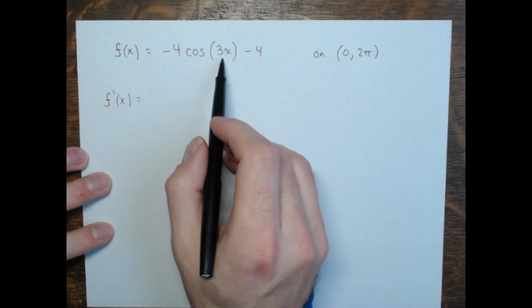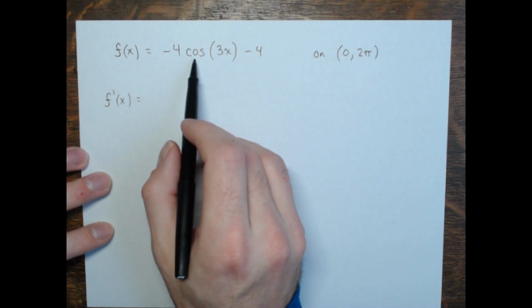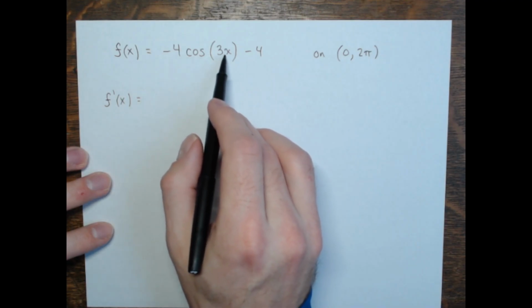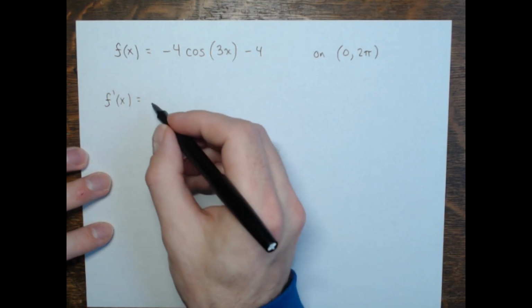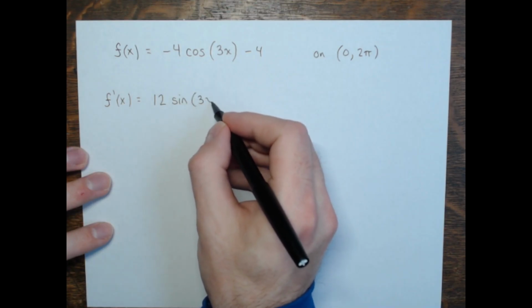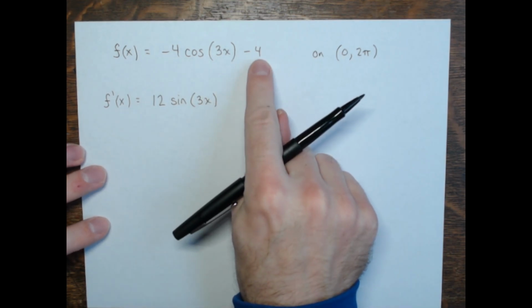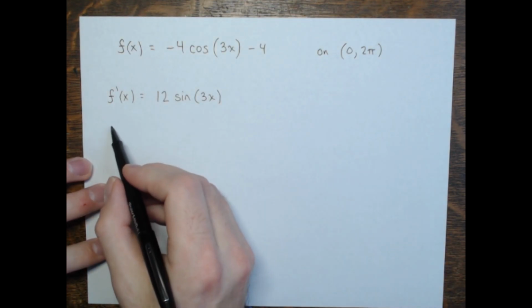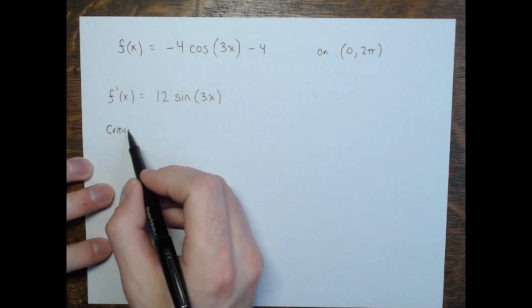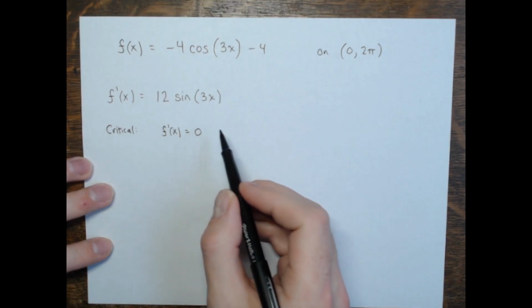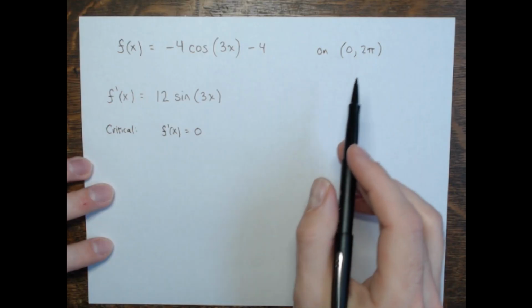So this would involve chain rule, right? Remember the derivative of cosine of something is negative sine of that thing. So we'd have negative sine times -4 of 3x, and then multiply by the derivative of 3x, which would be 3. So this would be +12 times the sine of 3x, and then plus nothing for the constant, right? There's your derivative function. And then we're looking for critical values of the first derivative, right? So where is the derivative equal to 0? Just in this interval, though.